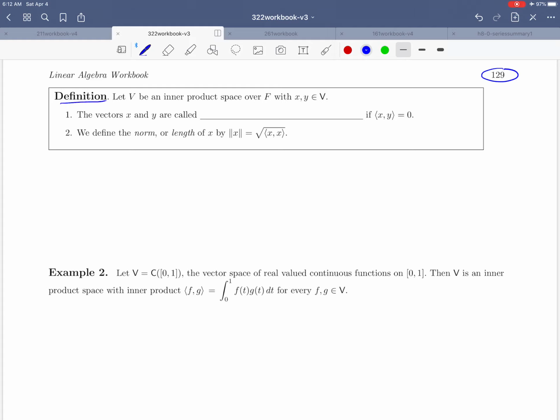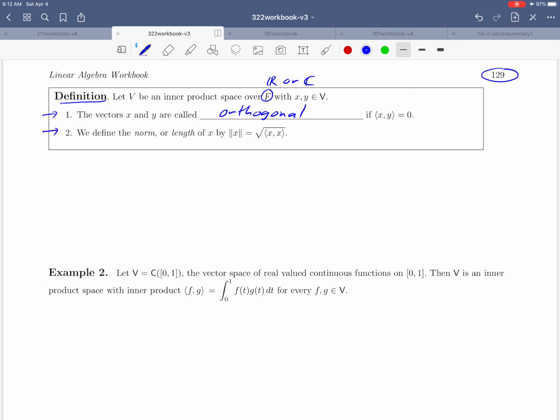In this definition, we are going to define what we mean by orthogonality and length in an arbitrary inner product space. Okay, so we will assume that we have an inner product space over a field, and again, that could represent the real or the complex numbers. And here's how we're going to define orthogonal. Two vectors x and y we'll call orthogonal if their inner product is equal to 0.